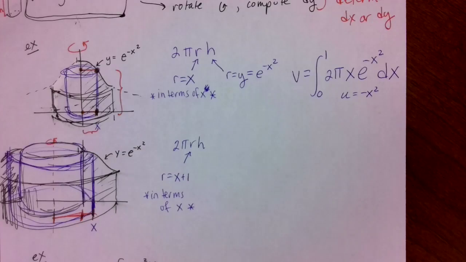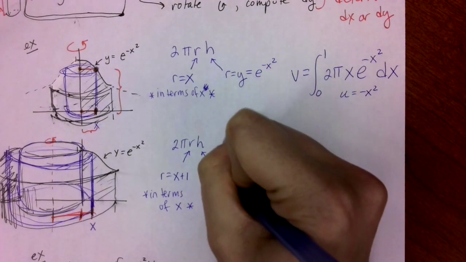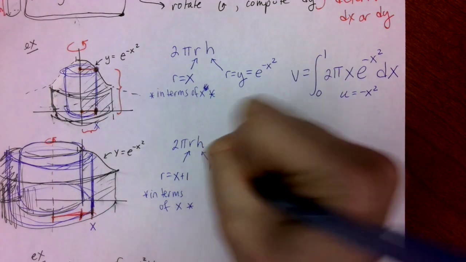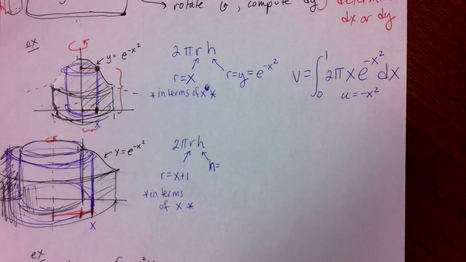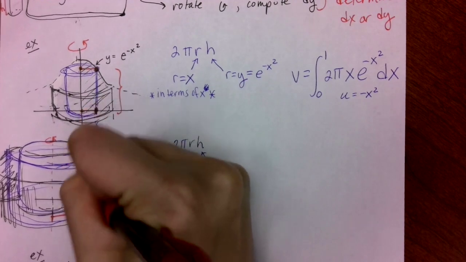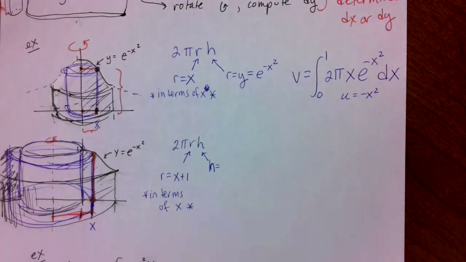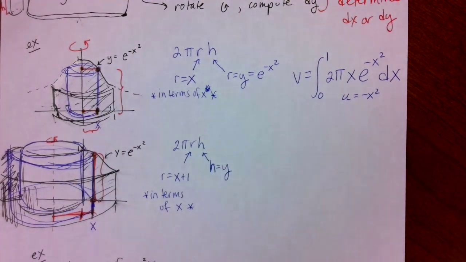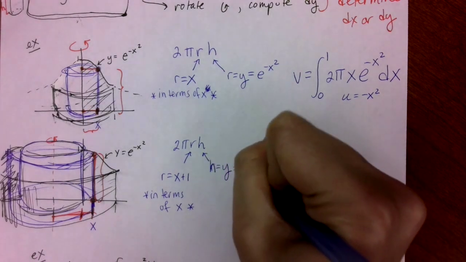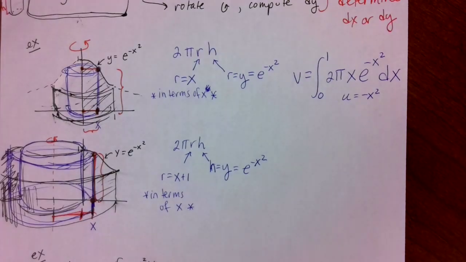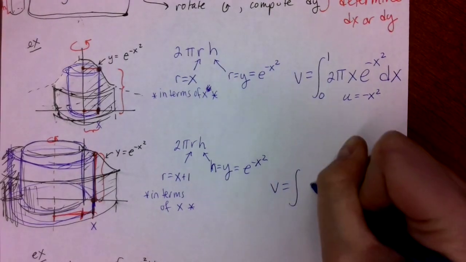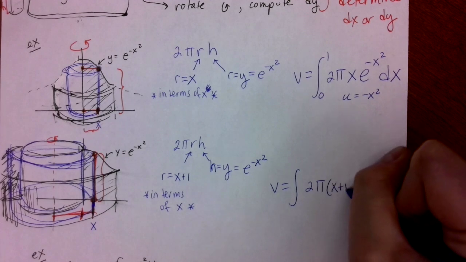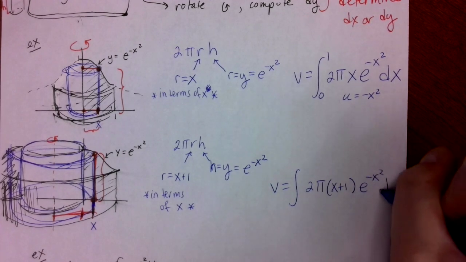Okay, the height of this thing should be consistent from the previous setup, right? So the height of this tube is still this distance here. So it's still the vertical height. So that height is the y value of whatever that x is. But we want everything in terms of x. So I'm going to sub in e to the minus x squared instead of y. So now we'll set up our volume, 2 pi r h.